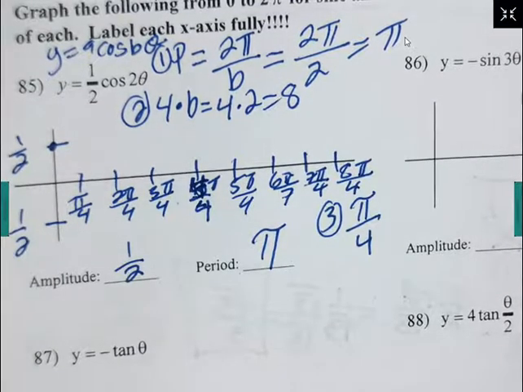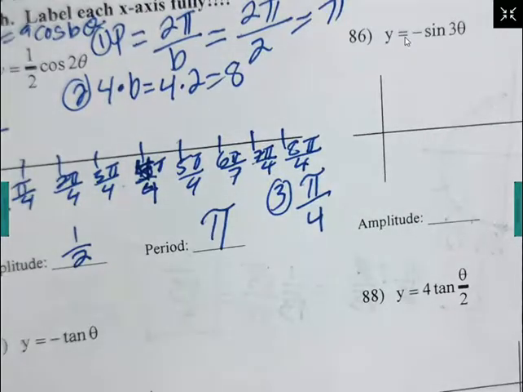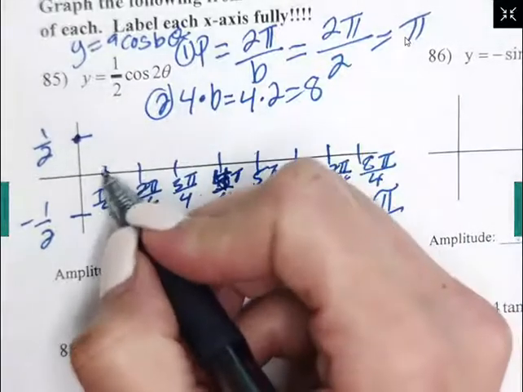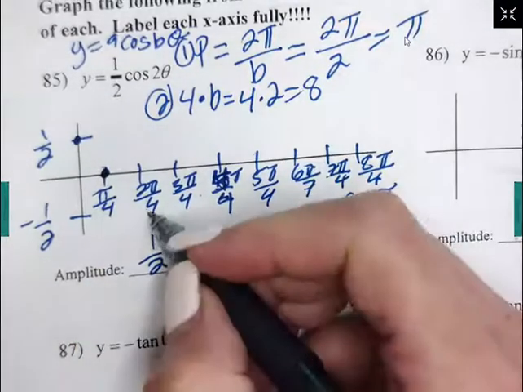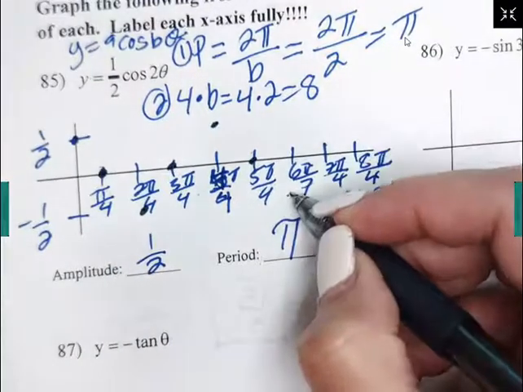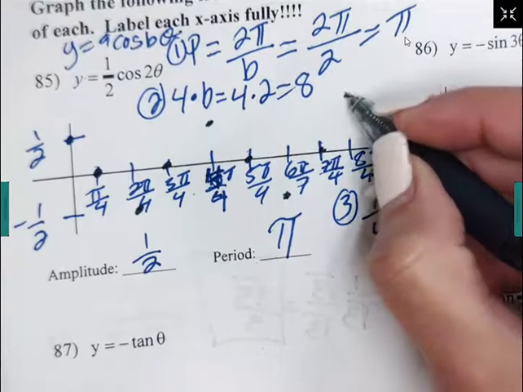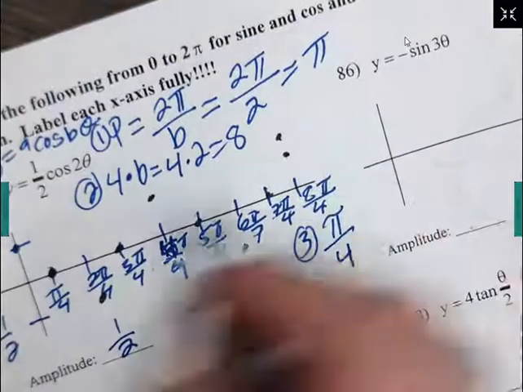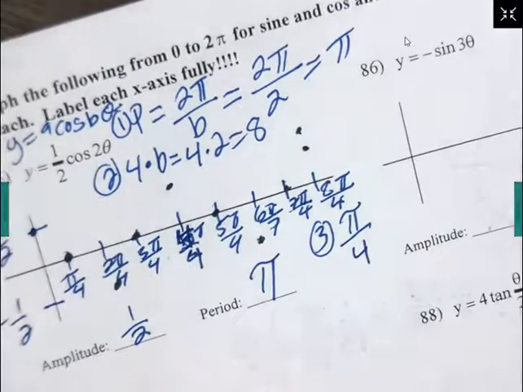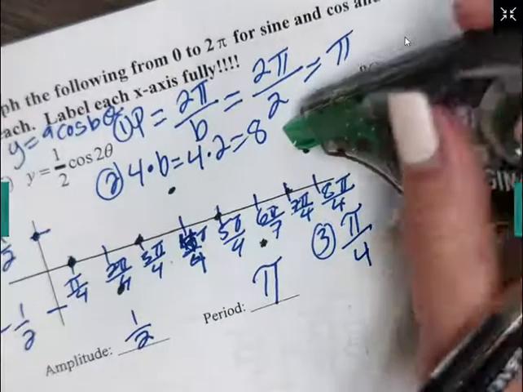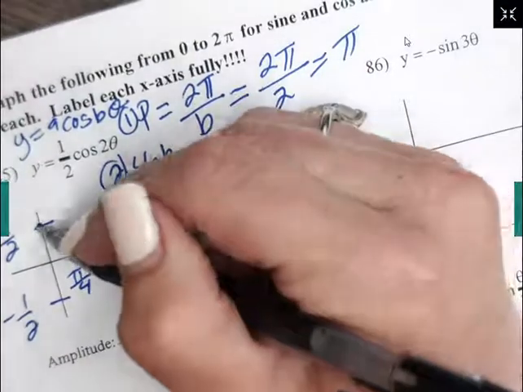All right, so let me get a different color to graph this. Remember when we graph, we're always going in the same order. So we'll start up here and we'll go top, middle, bottom, middle, top, middle, bottom, middle, top, right? That top's a little too high. It needs to line up with my amplitude. So then we're going to graph this.